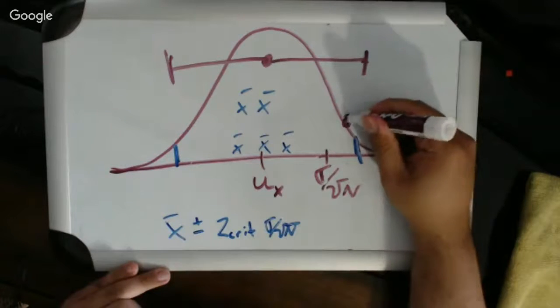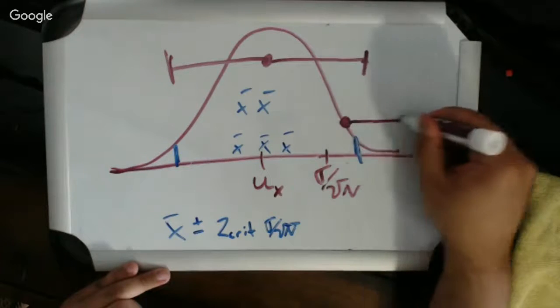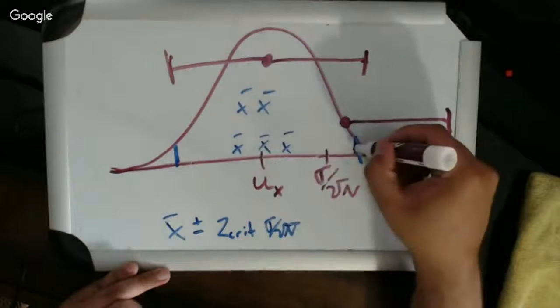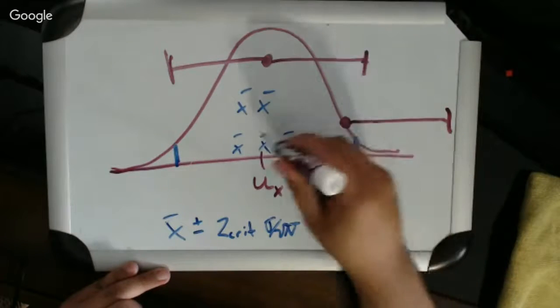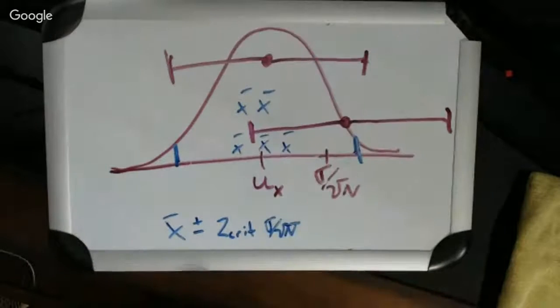So if we get an X bar score right here, we go up this amount. But we know from here to here is 1.96, so if we go down 1.96, we're already to the left of mu. So we captured mu again.